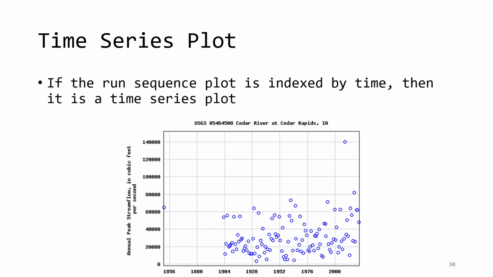We have seen time series plots before, and in hydrology we use them all the time. These have the same interpretation as run sequence plots, except instead of the x value being the order the data were observed, it's the date or date and time that they were observed.